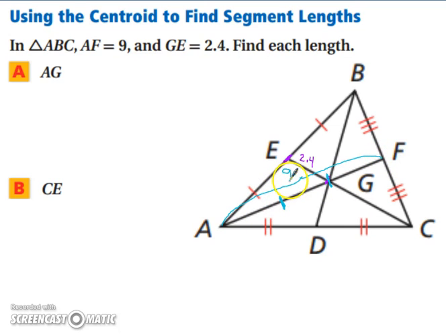So what is 2/3 of 9? Well, if we split 9 into thirds, we have 3, 3, and 3. So 2 of them together make 6. Let's try CE. It wants to know the distance from C to E. Well, if 1/3, because that's the part that's going to the side, is 2.4, you know you have another 2.4 and another 2.4. So if you add 2.4, 2.4, and 2.4 together, you end up with 7.2.